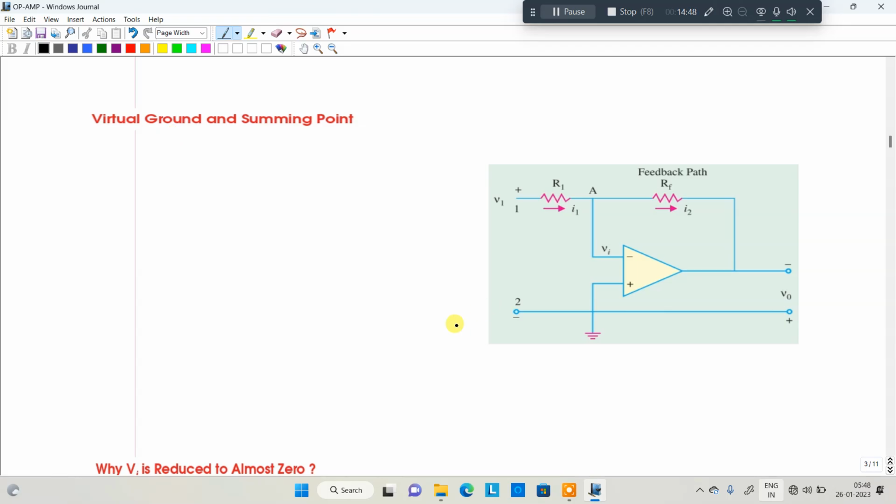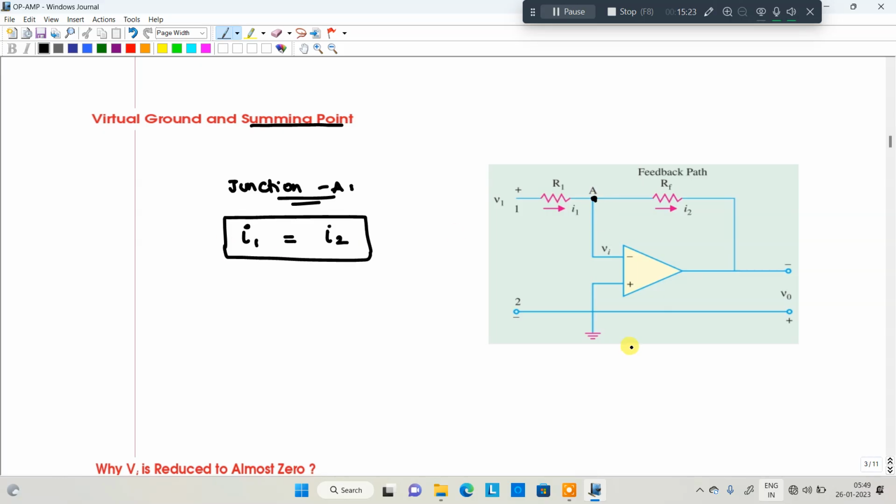Next, we are moving to another important topic, that is the virtual ground and summing point. First we will discuss the summing point. What is meant by a summing point? The point at which current is divided. For example, this point A, the junction A. Apply the current division rule, KCL: sum of incoming currents I1 is equal to sum of outgoing currents I2. So this is a summing point.